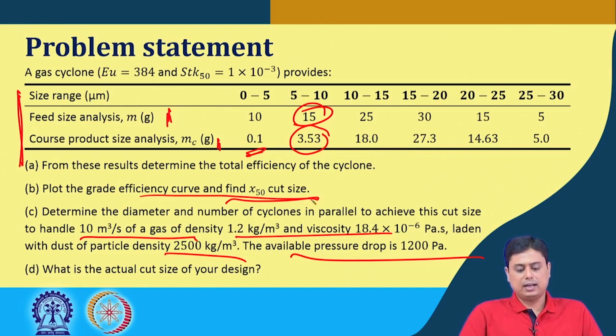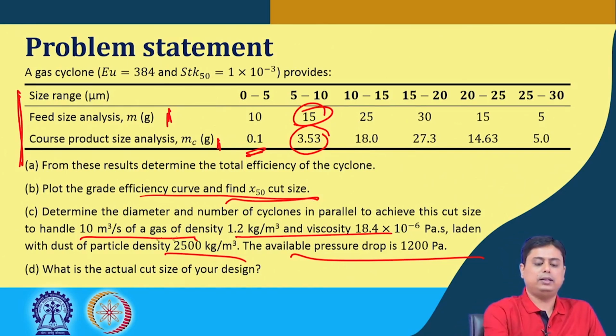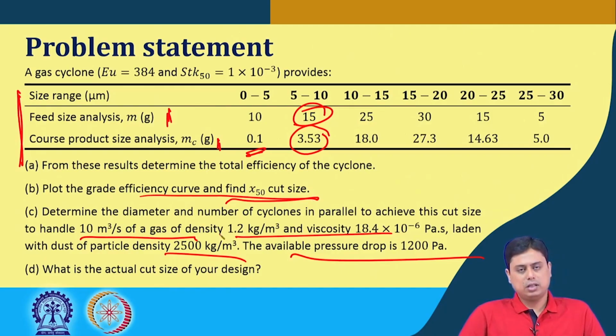Now, for this cut size with all the other information given, we have to determine the diameter of the cyclone and the number of cyclones that are required to treat 10 meter cube per second of gas of known density, known viscosity and known particle diameter with the available pressure drop of 1200 Pascal.